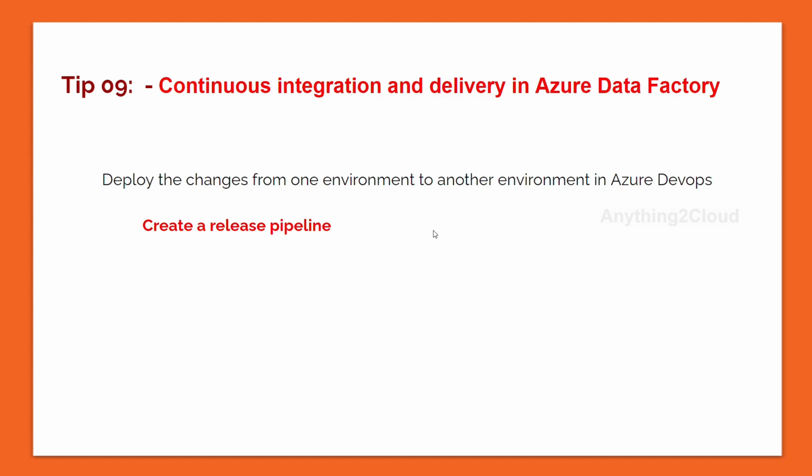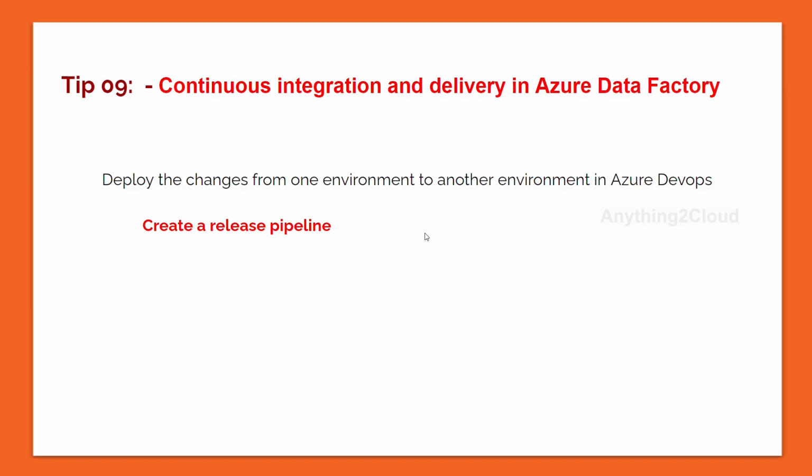The next step is on continuous integration and delivery in Azure Data Factory. Suppose you have a change and you want to deploy the change into a higher environment, then how can we achieve it using Azure DevOps? Normally we make a change in a lower environment, and once the change is completed and tested, you want to move the changes to a higher environment. Then you can use a release pipeline. With the help of a release pipeline, you can move your changes from one environment to another environment.